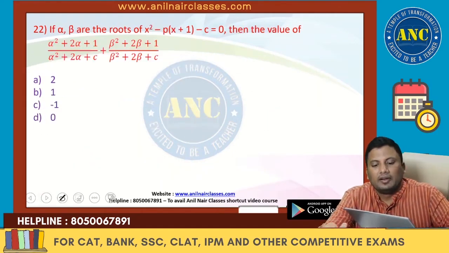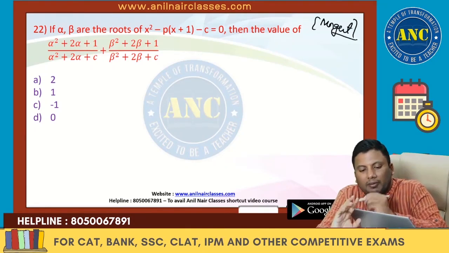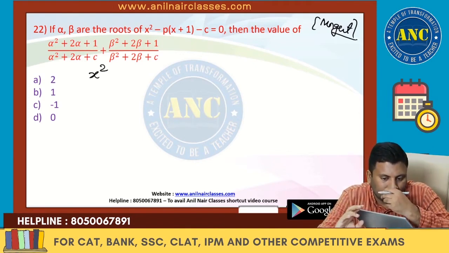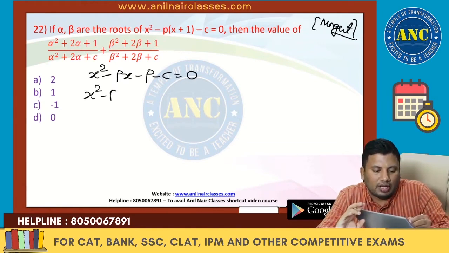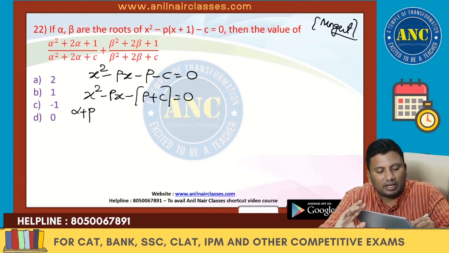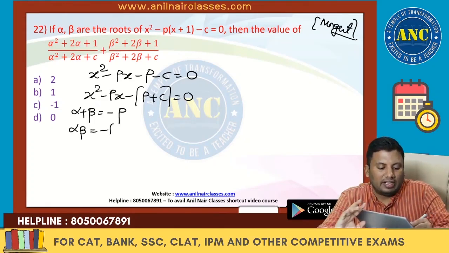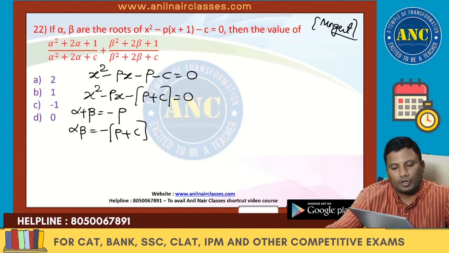Another variety, a typical management exam question. x^2 - px - (p + c) = 0. Alpha plus beta is nothing but p. Alpha beta is nothing but -(p + c). Till here clear? Till here clear.